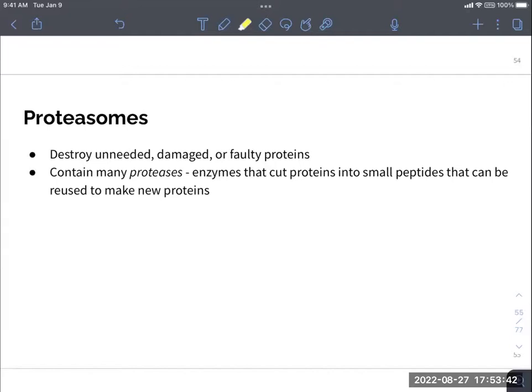They contain proteases, which are the enzymes that cut proteins into smaller peptides so that they can be reused for those new proteins. They reuse the pieces when they break them apart.